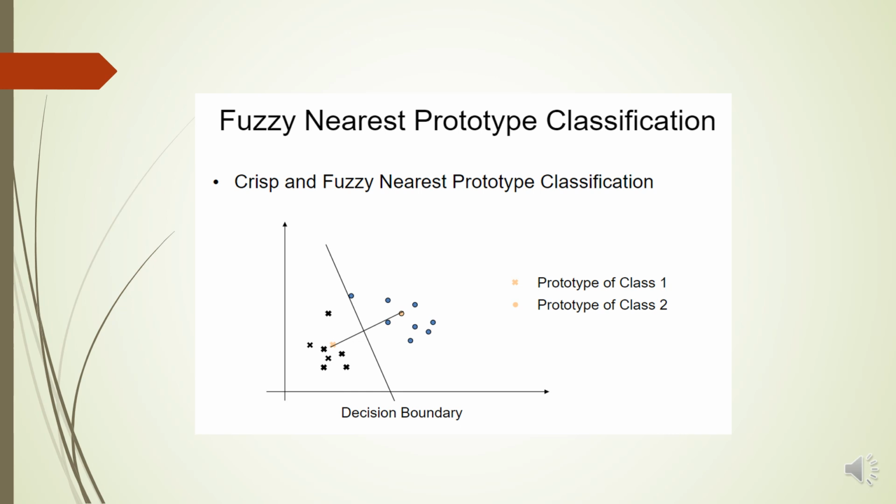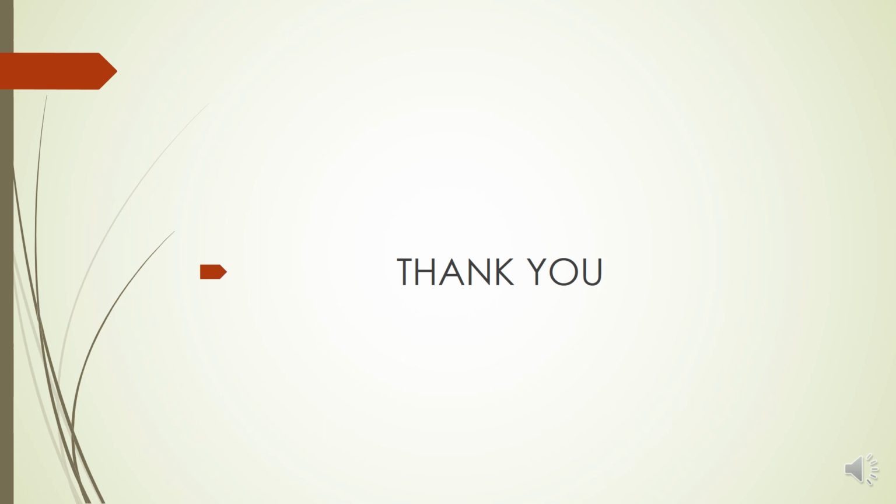And fuzzy nearest prototype classification. This is a prototype classification, showing how they classify using a decision boundary. You have a decision boundary between class 1 and class 2. Even for the points not predicted inside our classes, you also make a decision boundary, so that even the unwanted points are assigned to whether it is class 1 or class 2. Thank you.